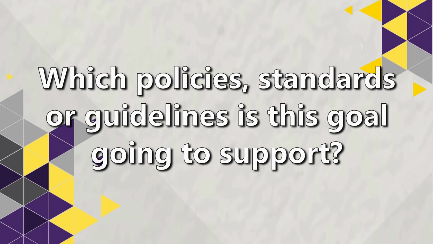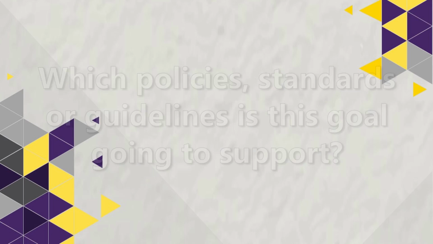The next thing that you want to do is figure out which policy standards and guidelines that this goal supports, and or if you need some. Perhaps you need to write another standard or another guideline or even a policy to support the goal that you have in mind. Write them down on number 11.